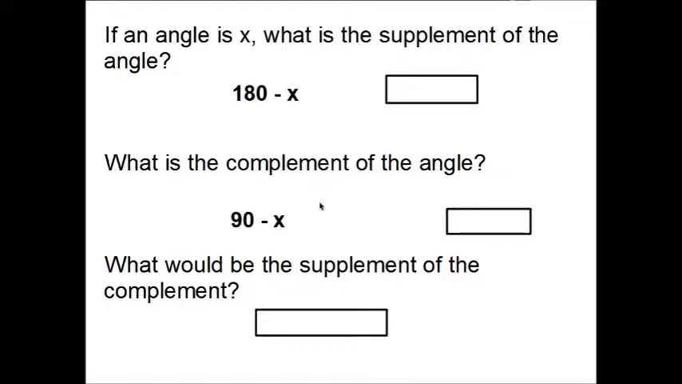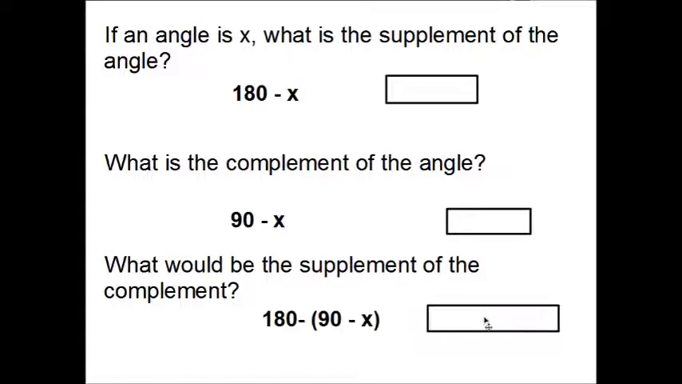Now, next, what would be the supplement of the complement? Now, if we found this complement, the complement is going to be 90 minus x. If we're going to take the supplement of that angle, the supplement of a 90 minus x angle would be 180 minus (90 minus x). Did I blow your minds? I hope not, because we got some examples on this stuff coming up soon.